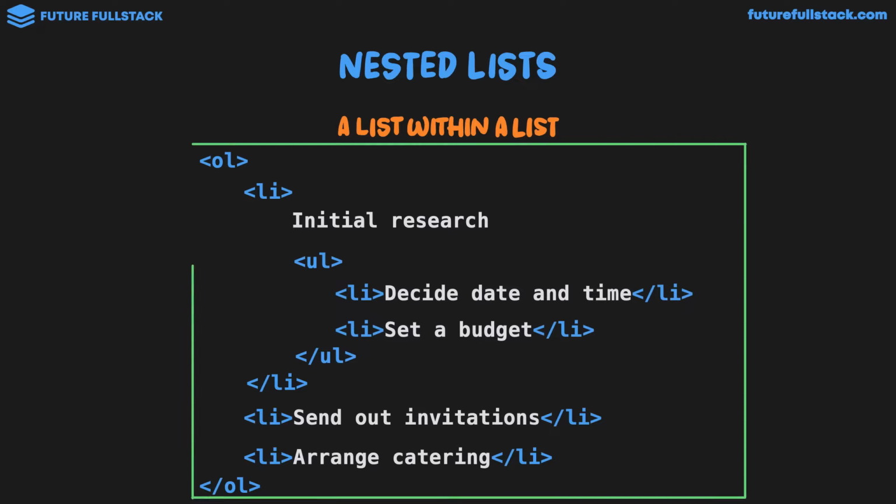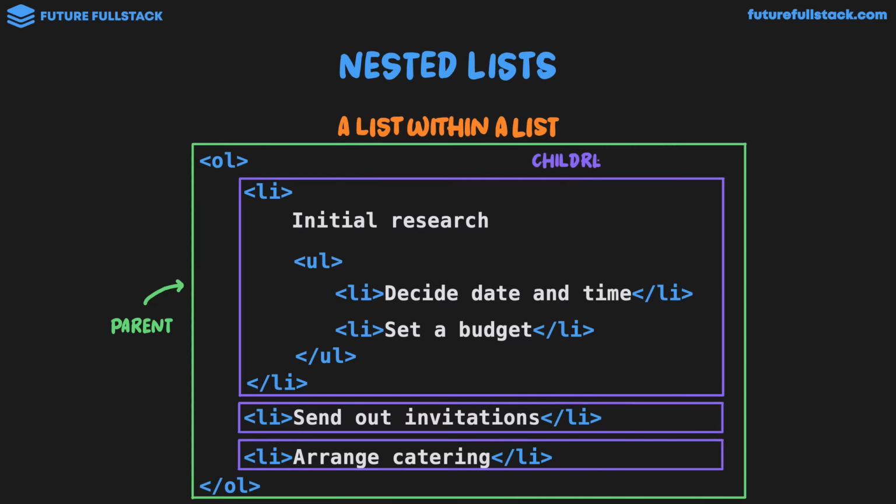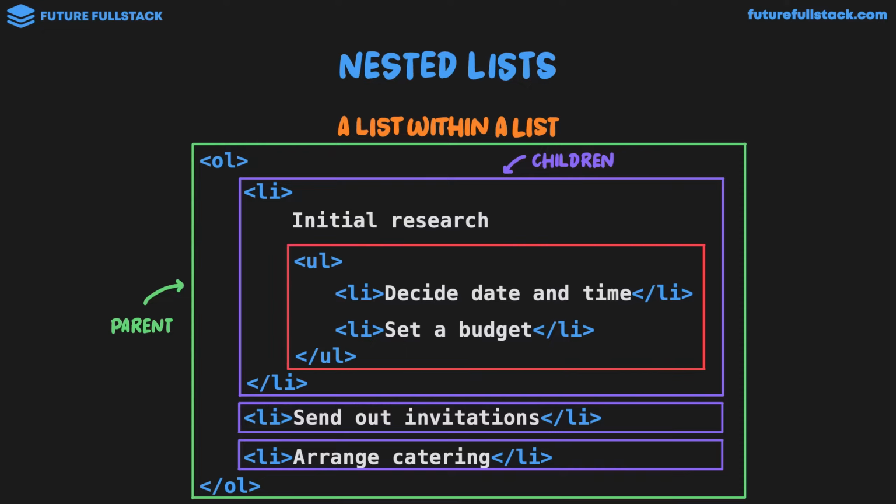We first have the main parent list with the OL ordered list tags. We can describe this as a parent. The ordered list has 3 list items: the initial research, the sending out invitations, and arrange catering. These are the children of the ordered list. Then inside the first list item, we have a nested list. So let's play around with this inside VS Code.